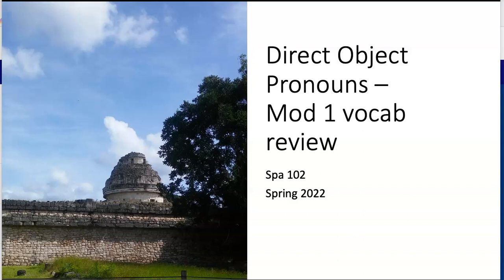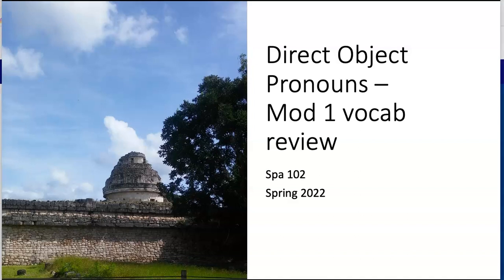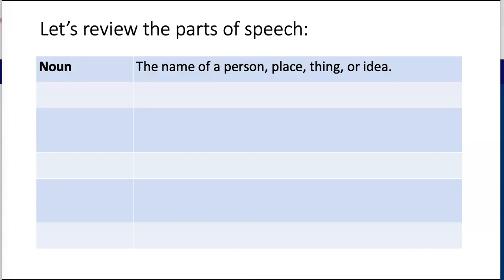Let's review direct object pronouns and the vocabulary from this mod. First, let's review the parts of speech so we make sure we're using the same language. A noun is the name of a person, place, thing, or idea. A pronoun is a word used in the place of a noun.